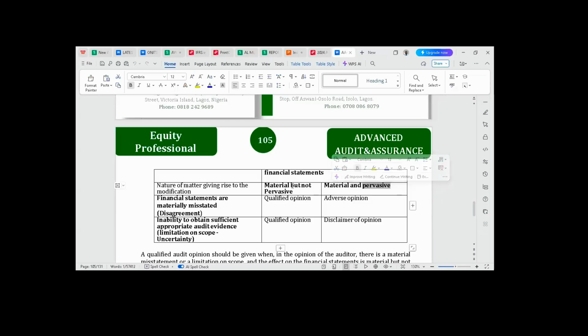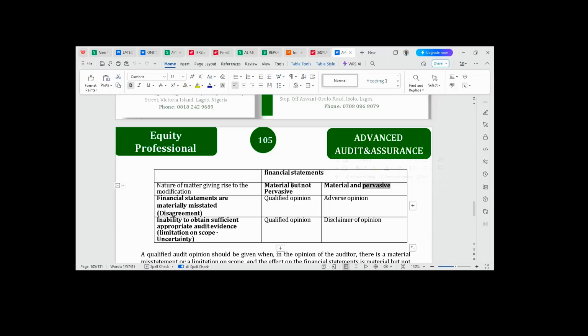Do you understand? So when you have the issue with misstatement that I am explaining now, that only affected inventory, you say that it is material but not pervasive. So you issue what? A qualified opinion, or you say an "except for". You say that the financial statement shows a true and fair view, except for. Do you understand?